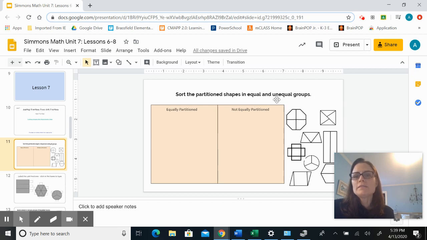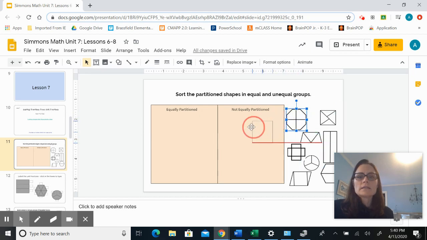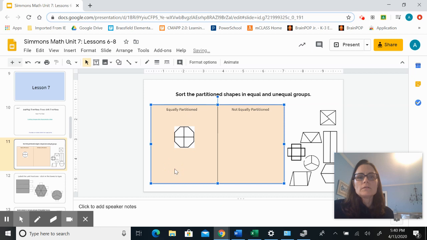Remember that prefix un changes the word. So what does equal mean and what does unequal mean? All right, so you're going to look at this shape and notice how when I have the four arrows going in all directions, that means I can drag that. So I'm going to click on that and I can drag that. Now, is that unequal, meaning not equally partitioned? See the word part in partitioned, or equally partitioned. So I want to put that one there, okay?